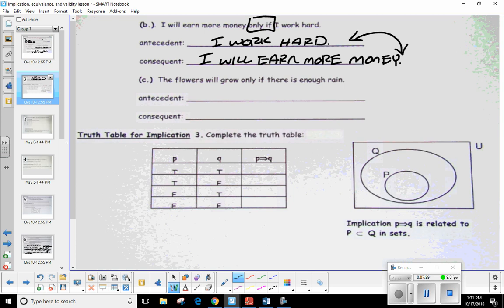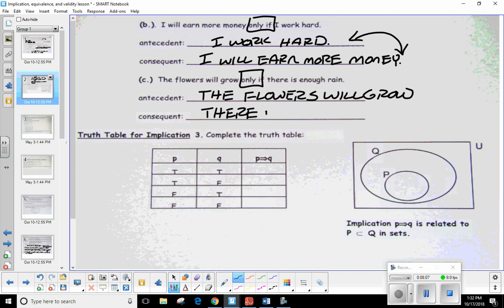Okay. So the flowers will grow only if there is enough rain. So the antecedent will be the flowers will grow. Yes, because it's going to be just like the previous one. Yes, I would agree with that. The flowers will grow, only if there is enough rain. Okay, questions?